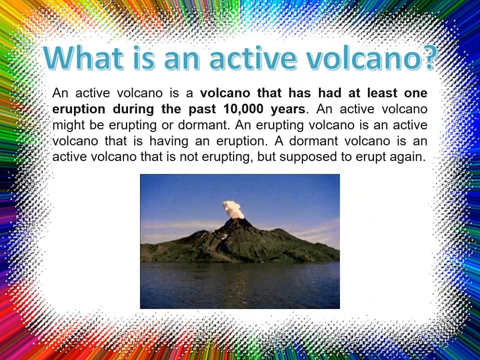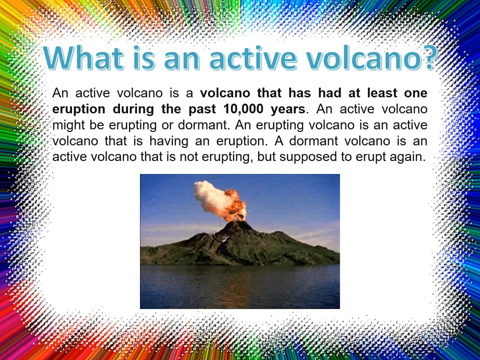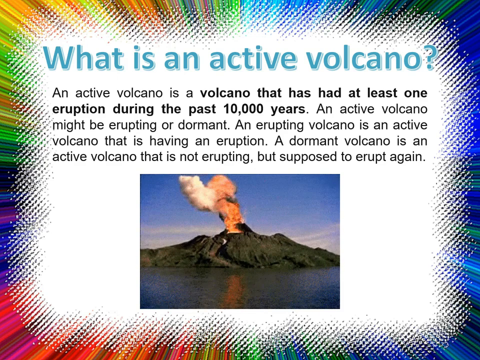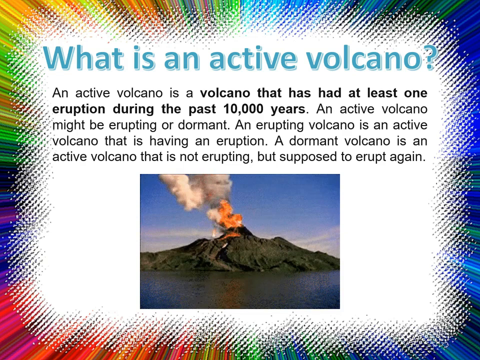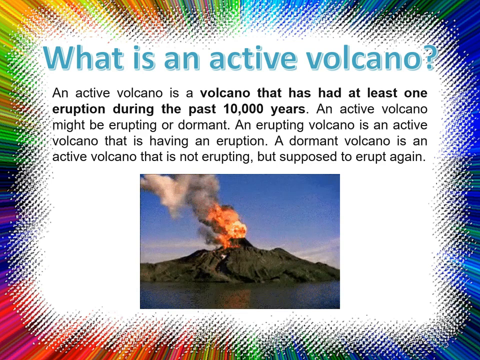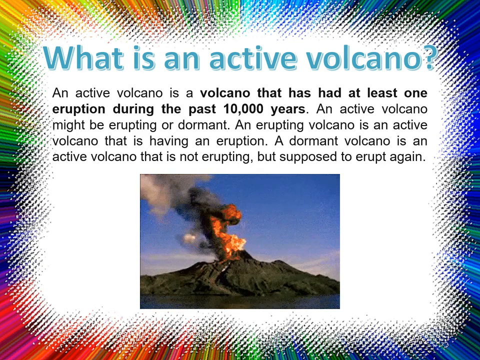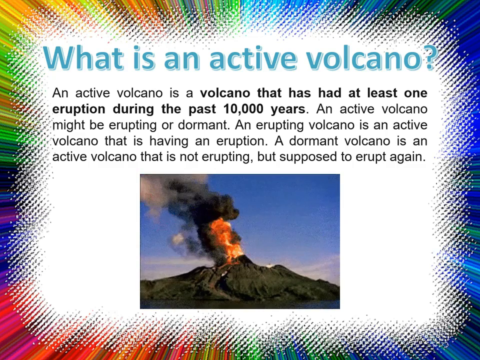What is an active volcano? An active volcano is a volcano that has had at least one eruption during the past 10,000 years. An active volcano might be erupting or dormant. An erupting volcano is an active volcano that is having an eruption. A dormant volcano is an active volcano that is not erupting, but supposed to erupt again.